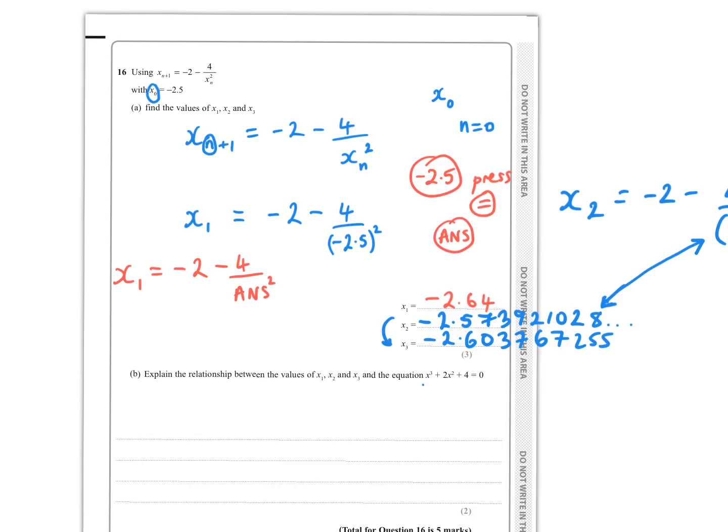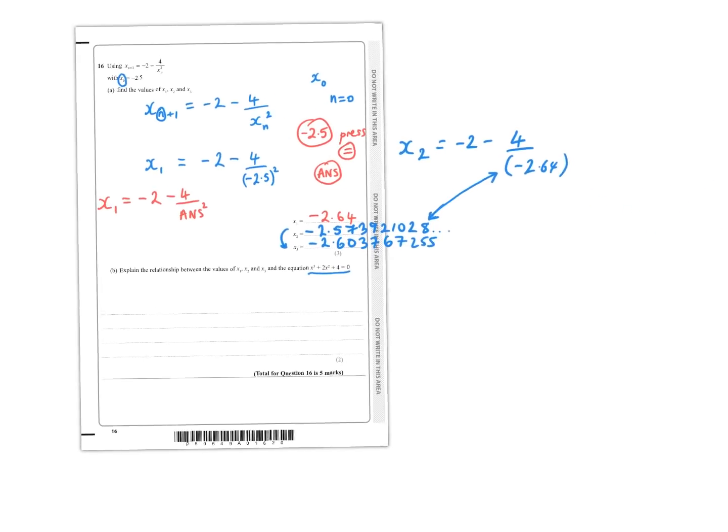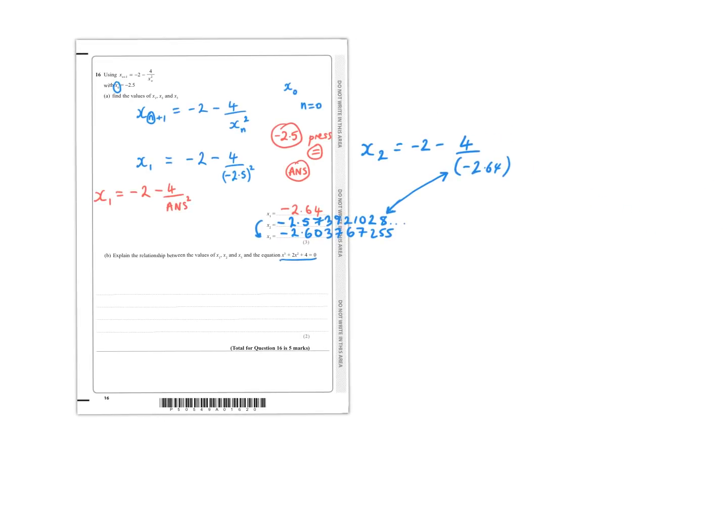Now it asks you to explain the relationship between the values of x1, x2 and x3 and the equation that we have here. So let's see. Well, we know from part A that we were able to get closer and closer, well, not necessarily closer and closer, but we did 1, 2, 3 iterations and we got to around negative 2.6 to 1 decimal place. Okay, but what did that mean?